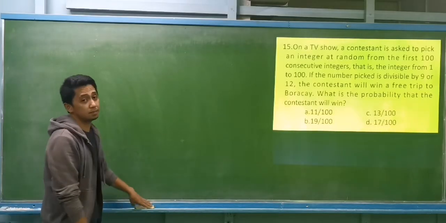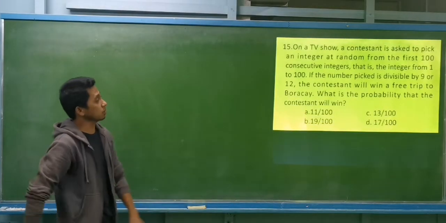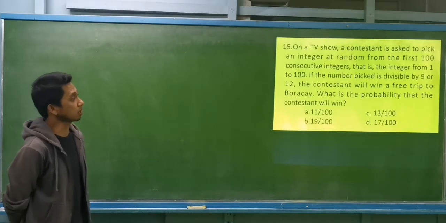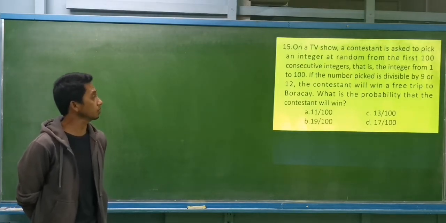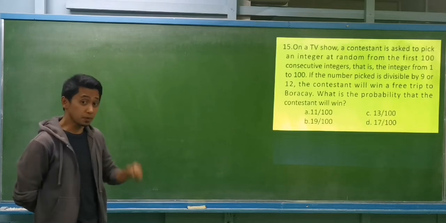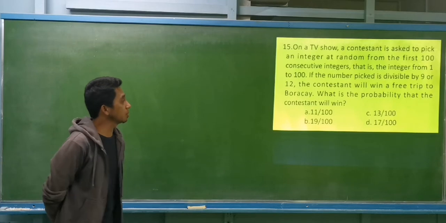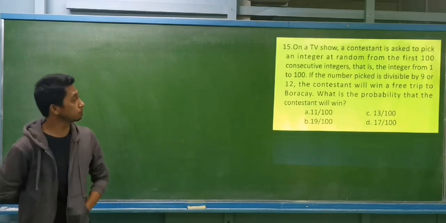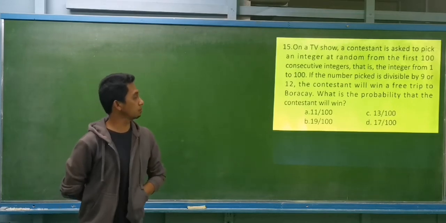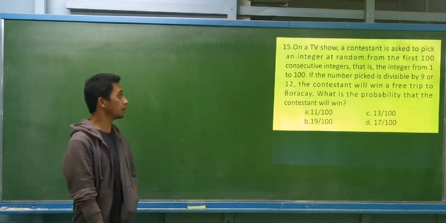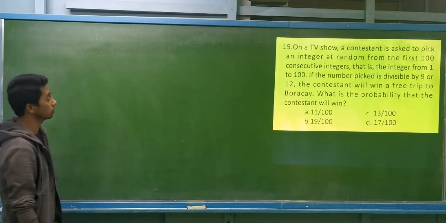Dito tayo sa number 15. Sabi niya dito, on a TV show, a contestant is asked to pick an integer at random from the first 100 consecutive integers. That is integer from 1 to 100. So if the number picked is divisible by 9 or 12, the contestant will win a free trip to Boracay. So what is the probability that the contestant will win? So probability, dapat divisible by 9 or 12.